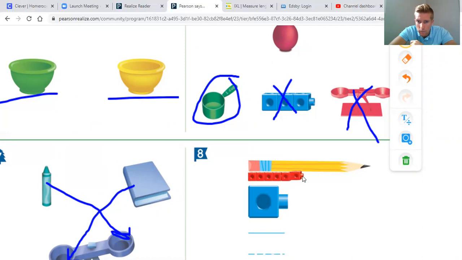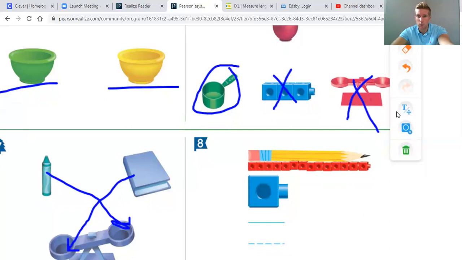How many? 5, 6, 7, 8, 9. How many now? 10, 11, 12, 13. Am I done? No, we have room for one more. 14 cubes I just put in there.